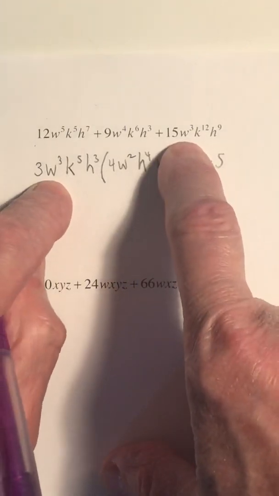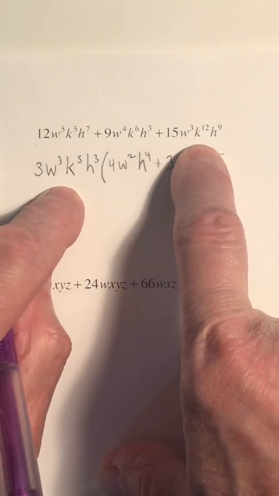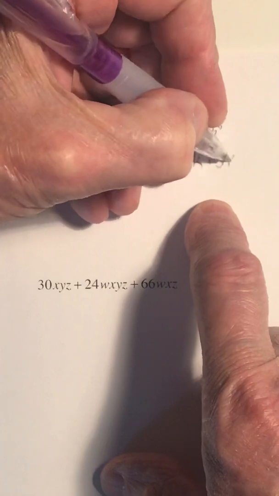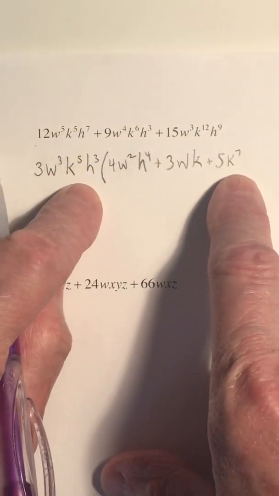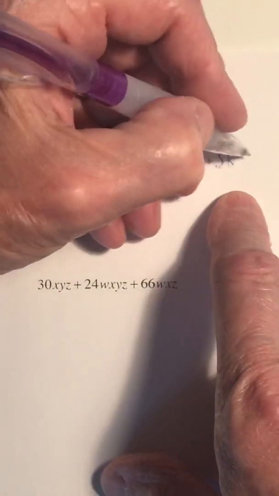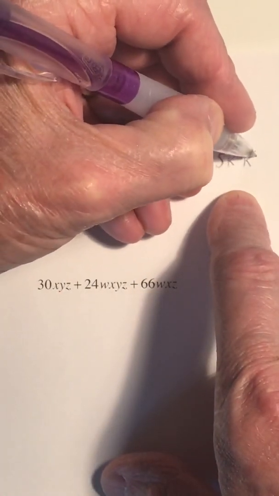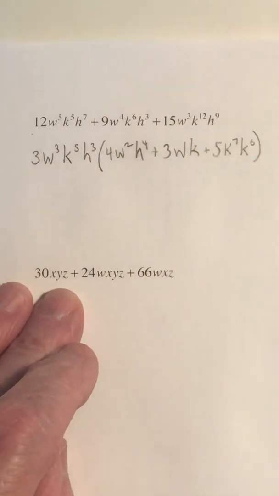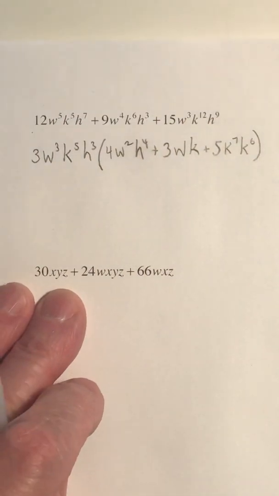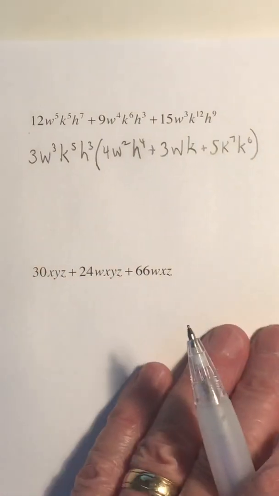The W has the correct exponent. The K, we need K to the 7. 7 plus 5 will make the 12. And to make the H to the 9th, we need an H to the 6th. Whoa, there it is. Getting kind of complicated, but you take it one little piece at a time. It's not so bad.